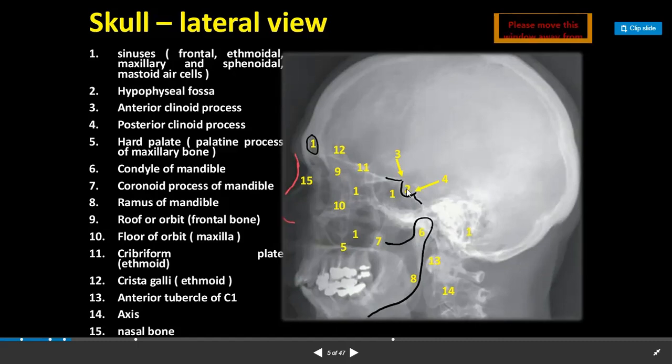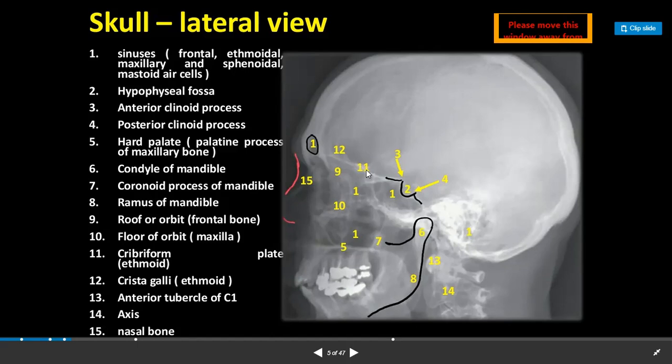Number two, what we see is the hypophyseal fossa, where we have the pituitary gland. Anteriorly, we have the anterior clinoid process. Posteriorly, we have the posterior clinoid process. Everything is labeled for our convenience. Number 5 is the partition between the nose and the oral cavity, hence it is the hard palate. This is the condyloid process of the mandible. Here we have the coronoid process, which is not clear, in fact. Then this is the ramus of the mandible, right? And this is the roof of the orbit, and this is the floor of the orbit.